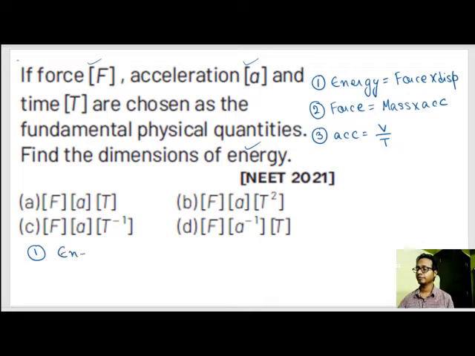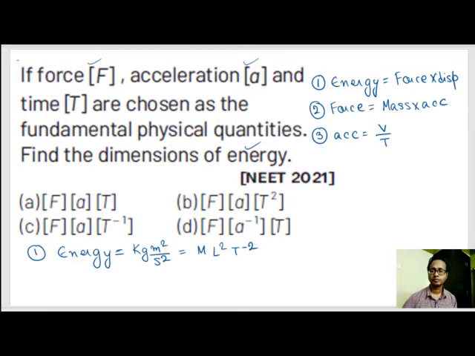Energy. We already derived energy, but still I am deriving once again. The basic unit of energy is kg meter square per second square, or is equal to M L square T minus 2. Read the basic units and dimension of energy. I did it a few slides before.